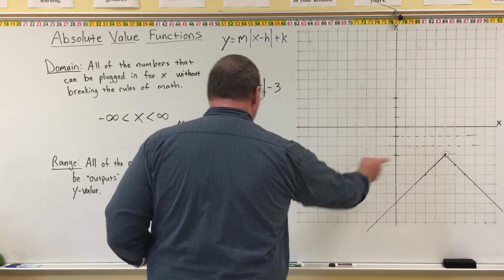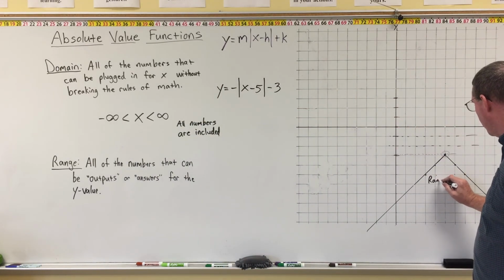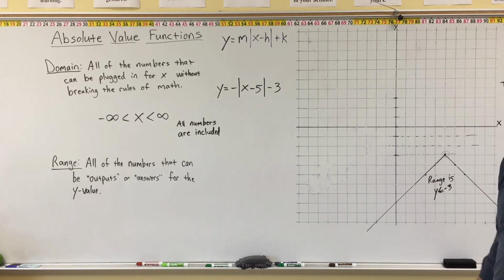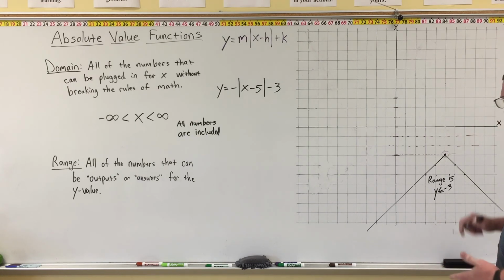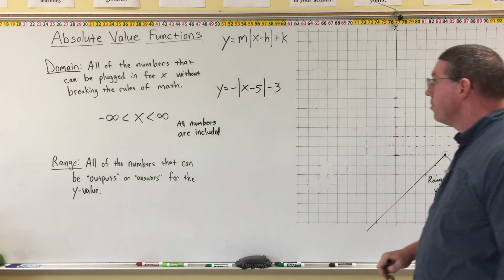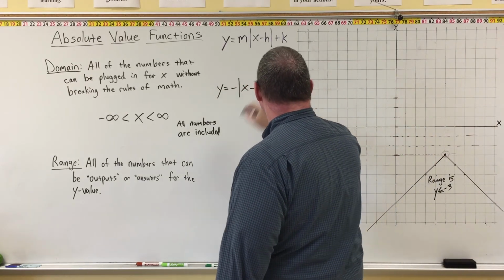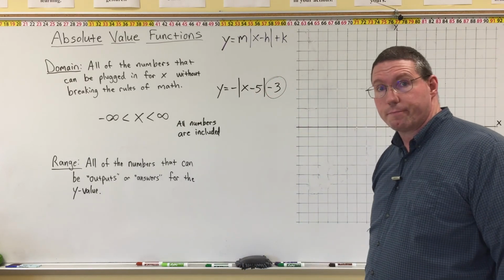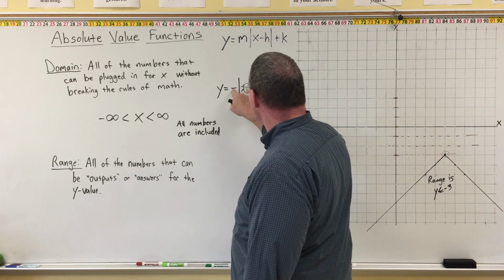And therefore we would say that the range of this particular function is y is less than or equal to negative 3, because negative 3 is included. Any number less than or equal to negative 3. So now you may say, is there an easier way to do it than that, Mr. Ryan? There sure is. All you have to do is look at the function. Do you know where that negative 3 comes from? It comes from here. It's the k. And the fact that we chose less than negative 3 is because of this negative right here.